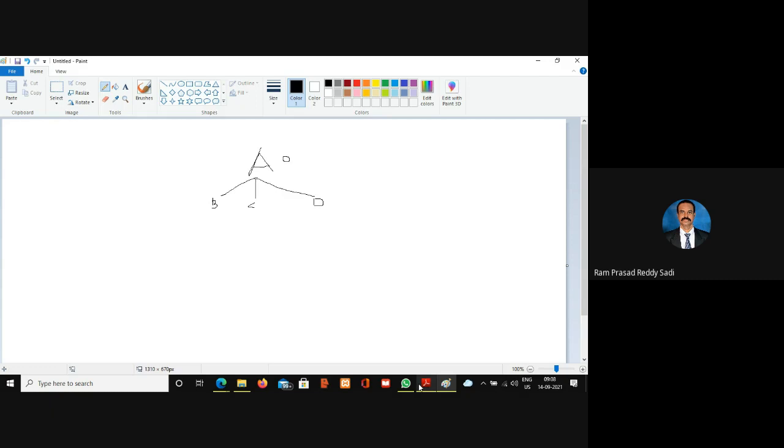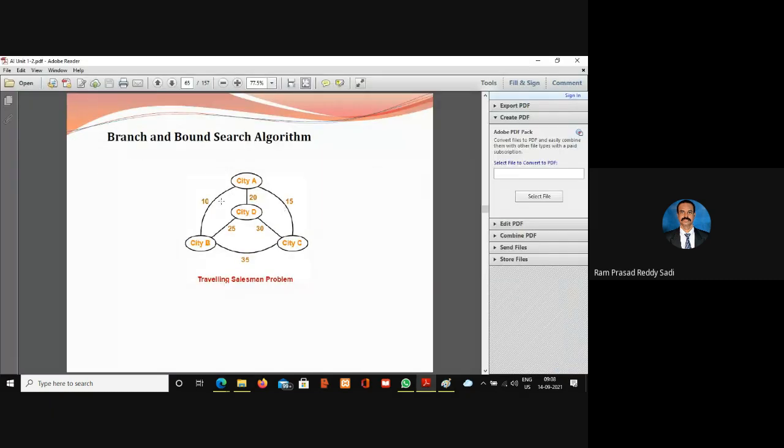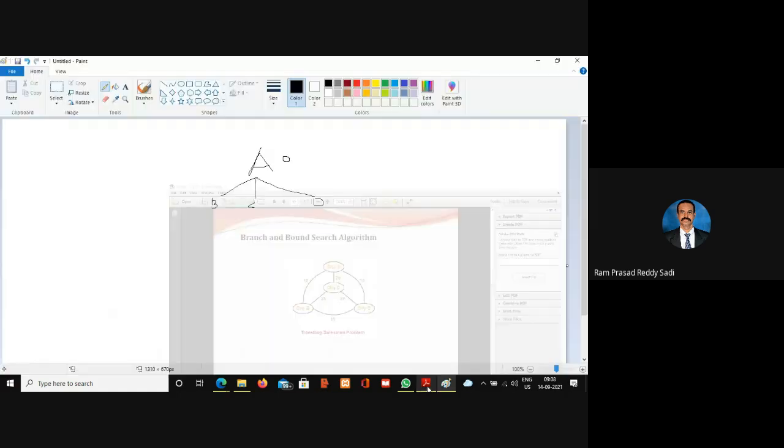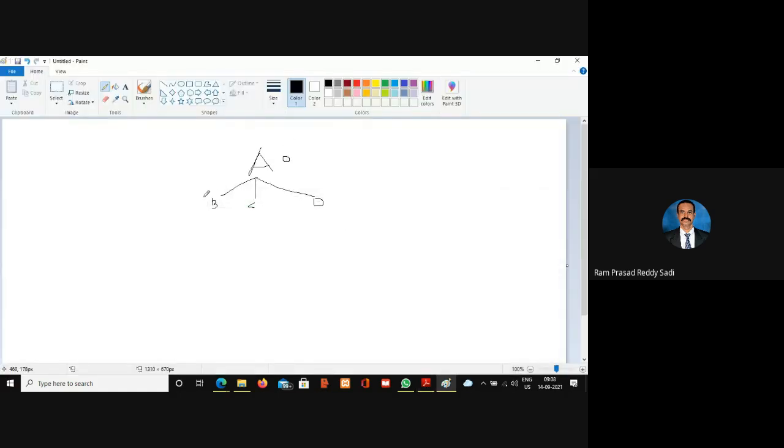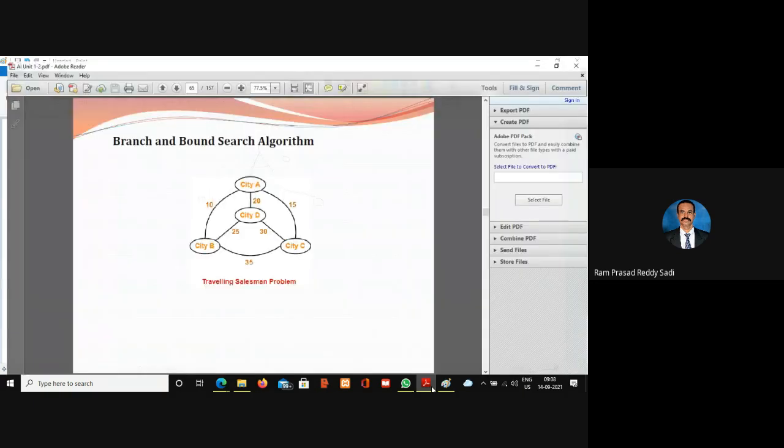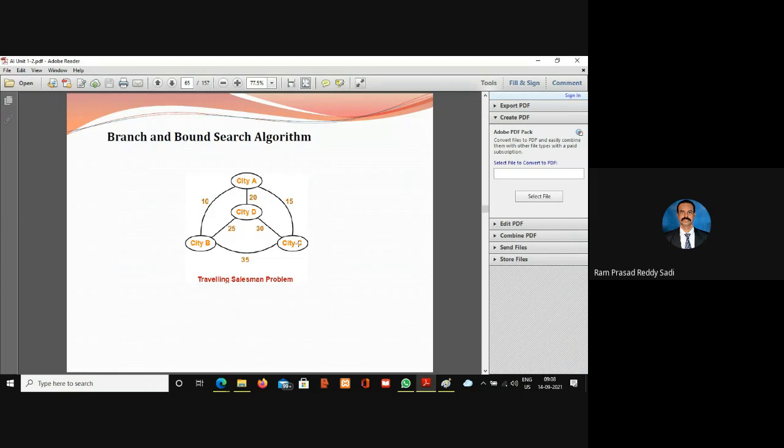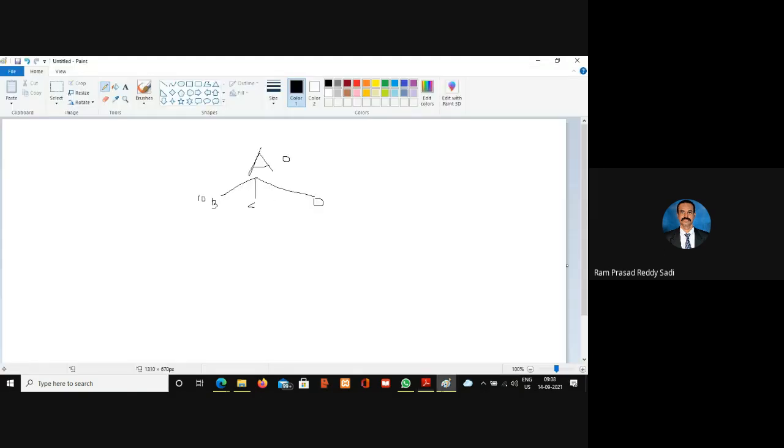Now, look at this diagram. From A to B, what is that length? You have 10. And 10 plus this particular value, 0. So let's consider that as the current path length from A to B. So 10. Next, from A to C, what's the length you have? 15. And A to D, what's the length you have? 20. So 0 plus 15, this is the current path length. That's how the G value would be calculated. This is 15 and this is 20.